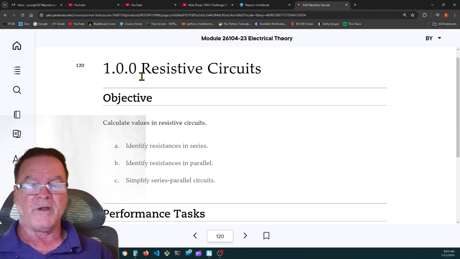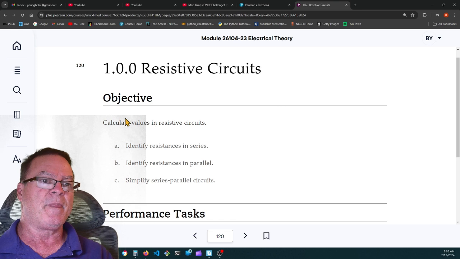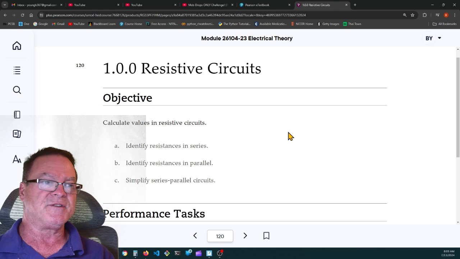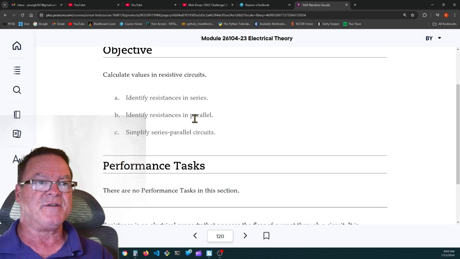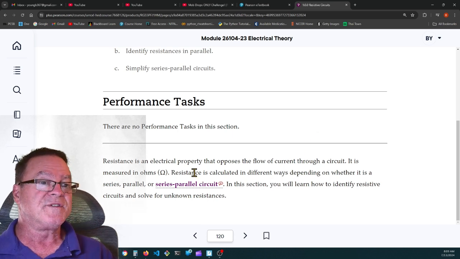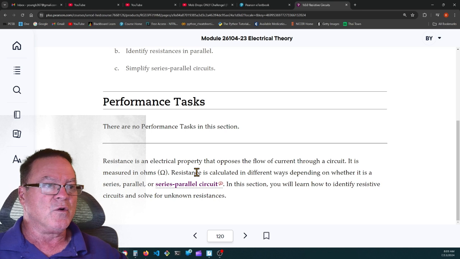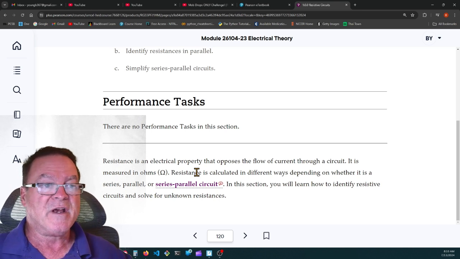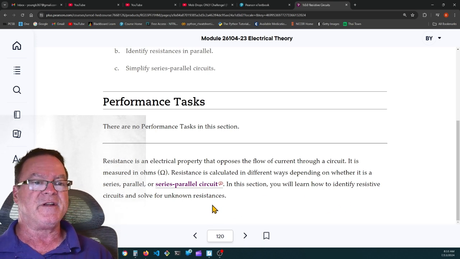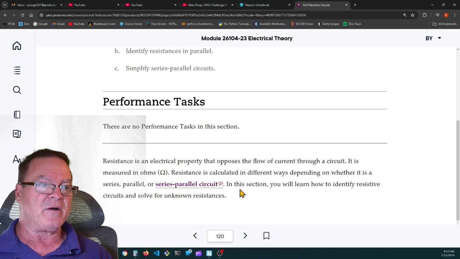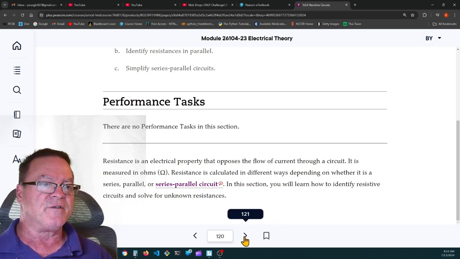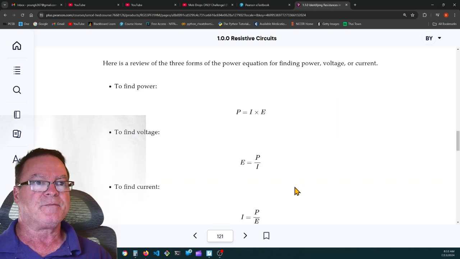1.0, resistive circuits. The objectives of this module are to calculate values in resistive circuits, identify resistance in series, parallel, and series parallel circuits. A resistance is an electrical property that opposes the flow of current through a circuit. It's measured in ohms. Resistance is calculated in different ways depending on whether it's a series, parallel, or series parallel circuit. In this section, you'll learn how to identify resistive circuits and solve for unknown resistances.